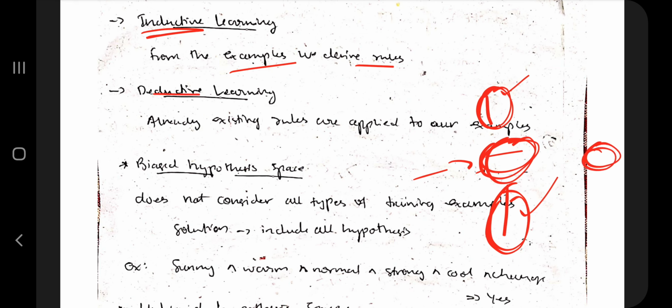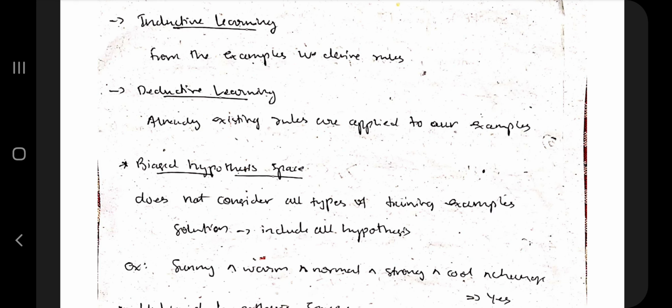Deductive means you have this rule, that I like orange color fruits, and existing rules are applied to our examples. If I like orange color fruit, which fruits do I like from this one? The rule will be applied to this one and you see if it is yes or no. Then to this one, yes or no. Then to this, yes or no. Okay, so that's what it is.